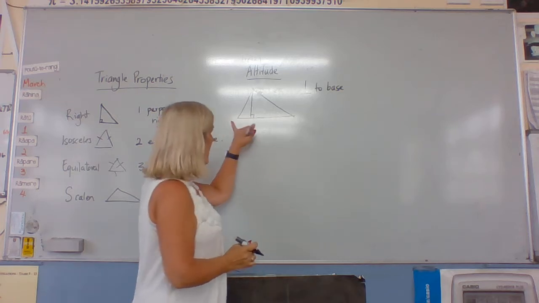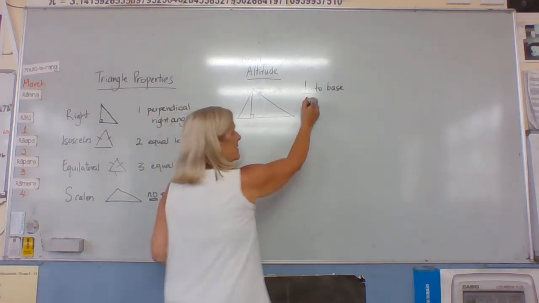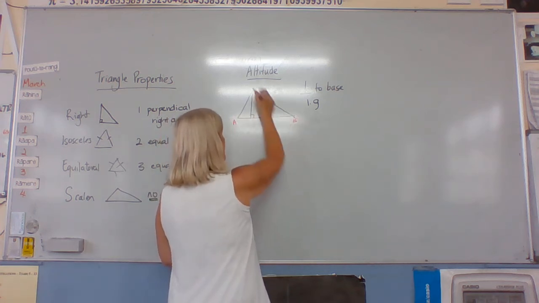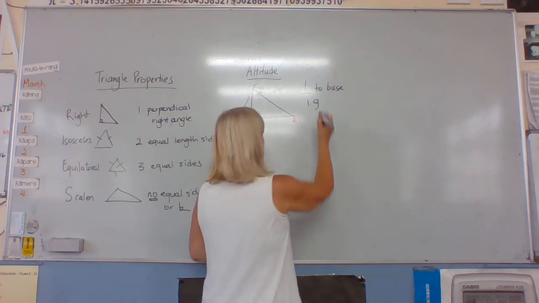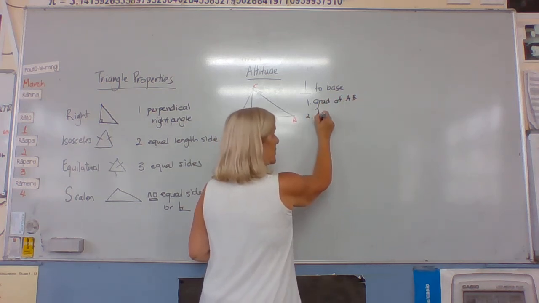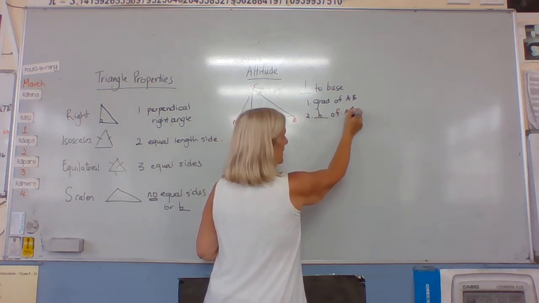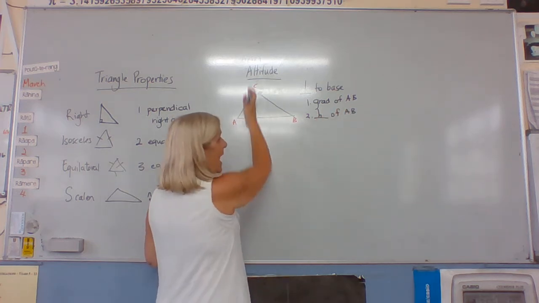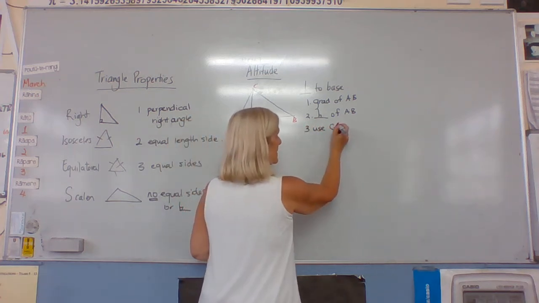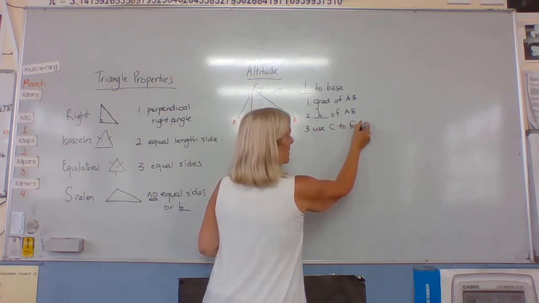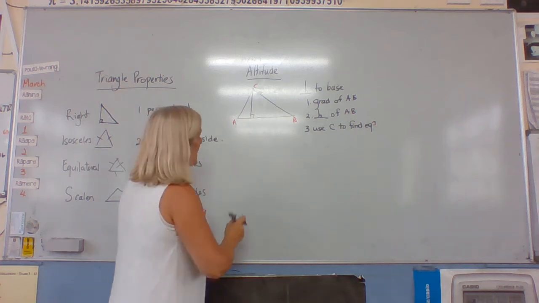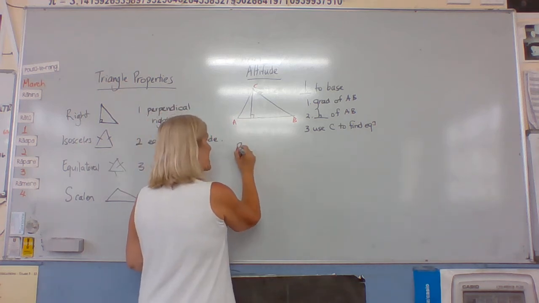So that means we first of all have to find the gradient of AB. Find the perpendicular gradient of AB. So now we know what the gradient is. And then we need to find the line by using C in this case to find the equation. Right, that would give us that one. The next one we want to look at is the perpendicular bisector.